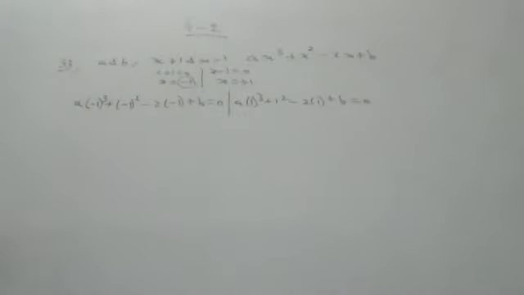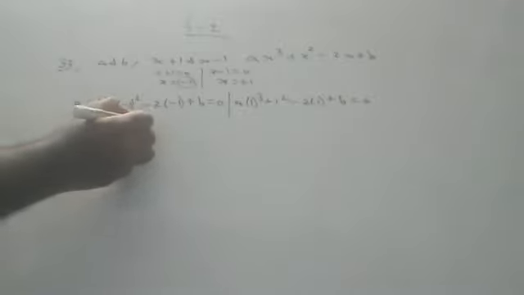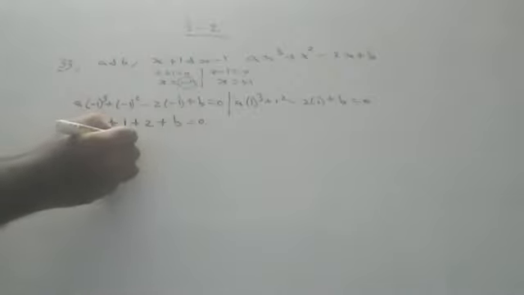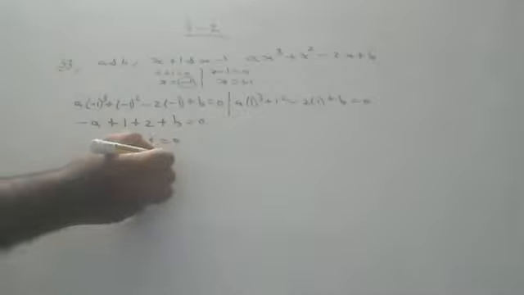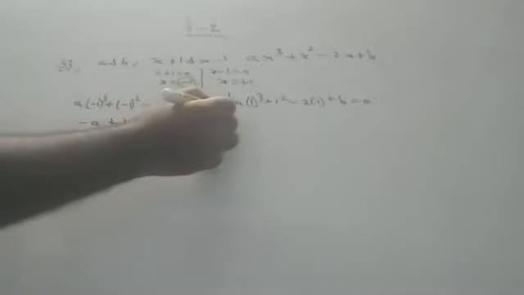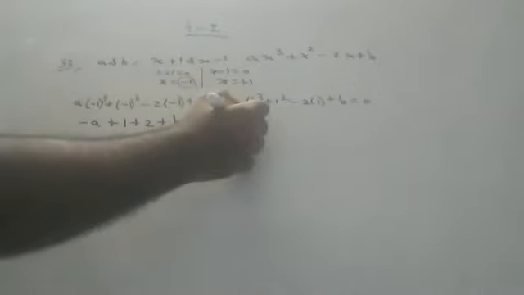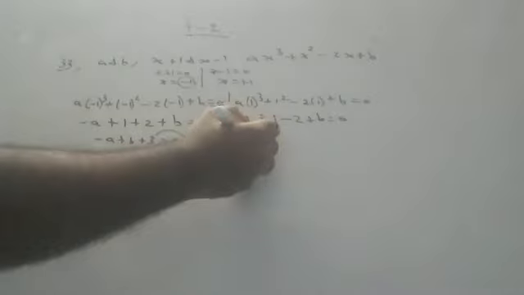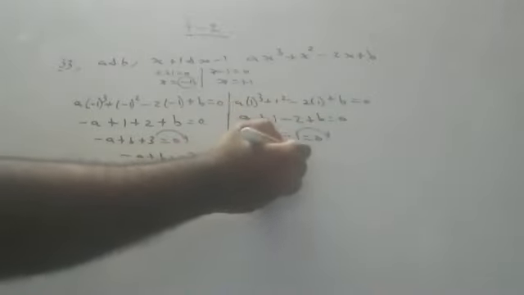Minus 1 cube means minus 1 only. Minus a plus 1 plus 2 plus b is equal to 0. Minus a plus b plus 3 is equal to 0. Minus a plus b is equal to plus 3; if it comes here, minus 3. I hope you are able to understand, children. a plus 1 minus 2 plus b is equal to 0. a plus b minus 1 is equal to 0. Minus 1 comes here. a plus b is equal to 1.